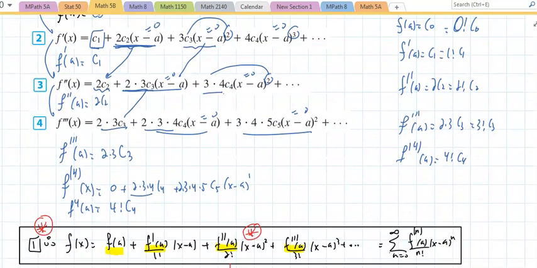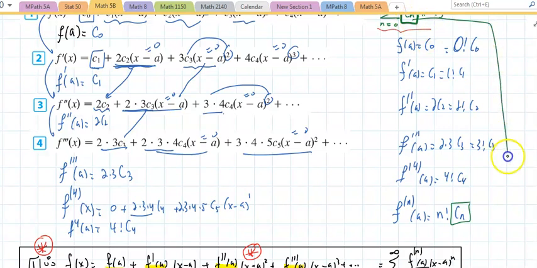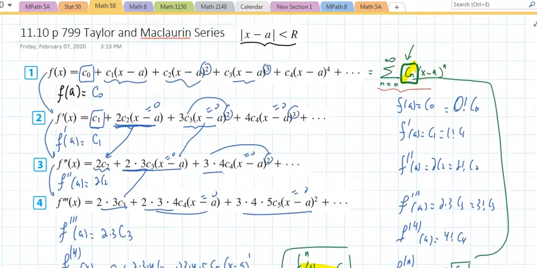So altogether, if I want to find the nth derivative evaluated at a, I'm guessing that would be n factorial c sub n. And remember, the hard part is figuring out what that c sub n is. And what do you think that is? C sub n would be the nth derivative at a divided by n factorial. All I want to do right now is take this value and put it right there. And guess what I'll get?